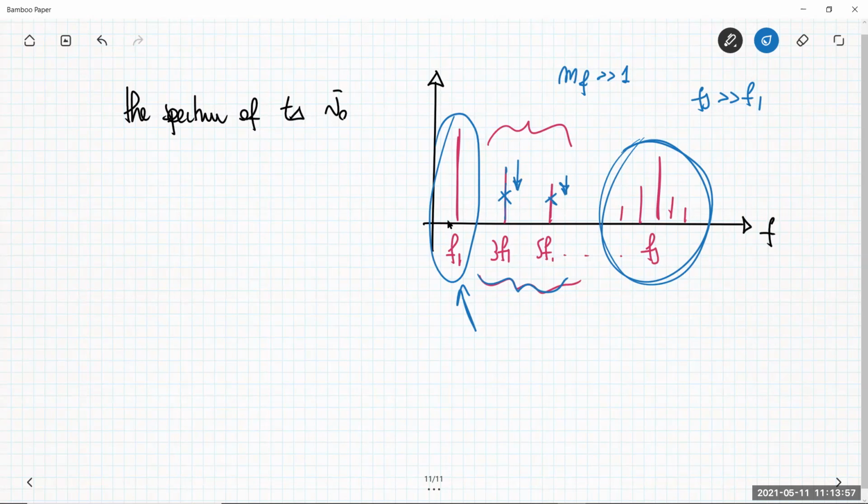Questions, doubts, something which maybe I have to repeat? I want to continue this.